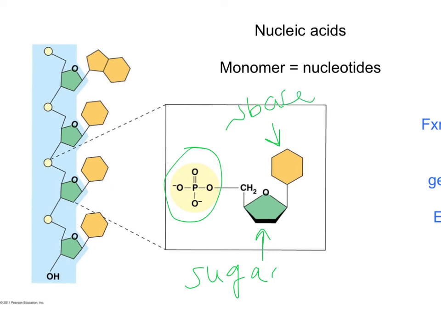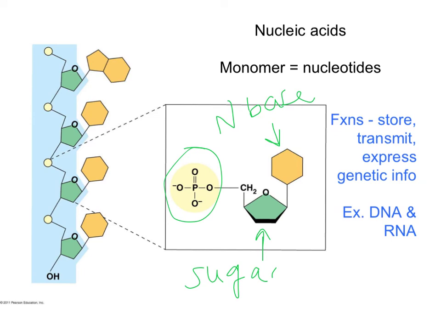And if y'all remember, you had essentially 5 nitrogen bases: adenine, thymine, cytosine, guanine for DNA, and adenine, uracil, cytosine, guanine for RNA. Okay, the functions of our nucleic acids are to store, transmit, and express our genetic info. Remember, examples of nucleic acids would be DNA and RNA. DNA is going to help store that information. RNA is going to help transmit and express it. Remember, DNA has our instructions. RNA is the one that's actually going to carry out and do the work.